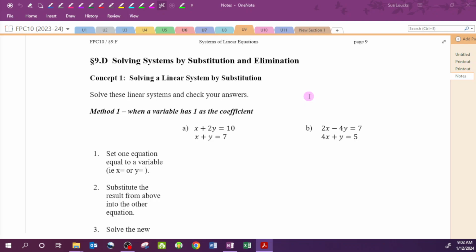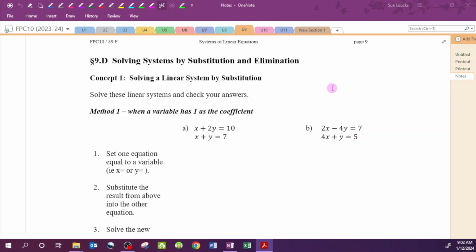There's a lot of algebra in this, so feel free to skip through bits if you need to, because a lot of it's just manipulating the equations. Okay, the first method we're going to look at for substitution is when one of the variables has a coefficient of 1. So actually in this example, both of them do, and that's okay.